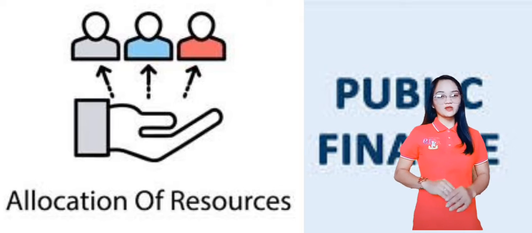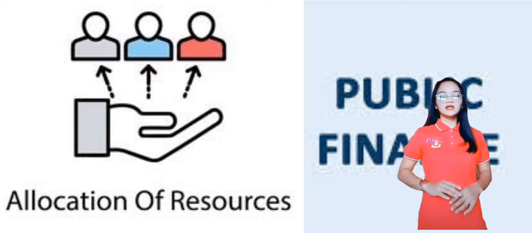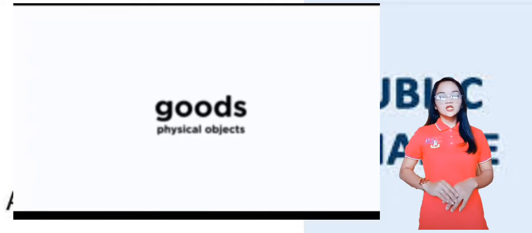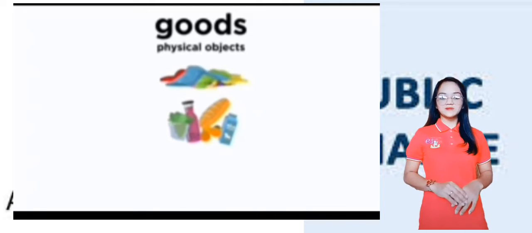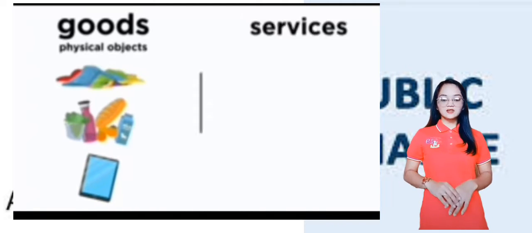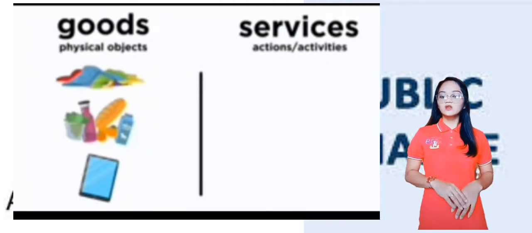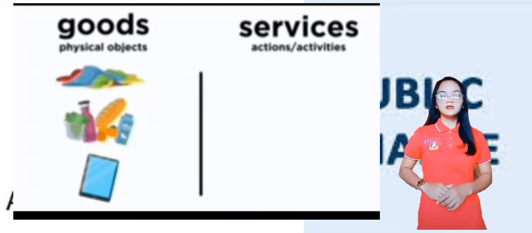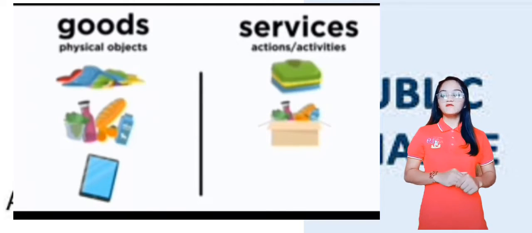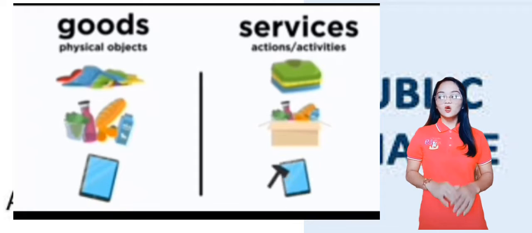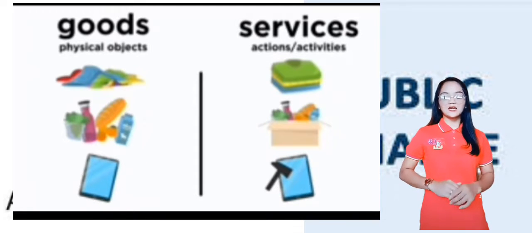First, let's have the allocation functions. The resource allocation refers to the way in which the available factors of production are allocated among the various uses to which they might be put. It determines how much of the various kinds of goods and services will actually be produced in an economy.